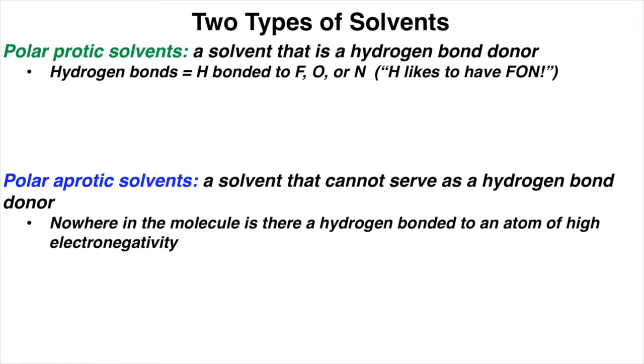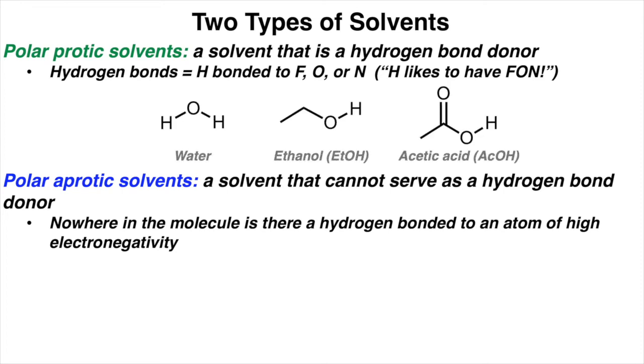Another component that you have to consider in a reaction is the type of solvent it's in. A solvent is a liquid or solution that you would dissolve your reactants in. There are two types of solvents that you should be aware of. The first one is polar protic solvents, which are solvents that are hydrogen bond donors. Remember that hydrogen bonds are H's bonded to either F, O, or N. Some examples of polar protic solvents are water, ethanol, and acetic acid because they all have a polar OH bond within them.